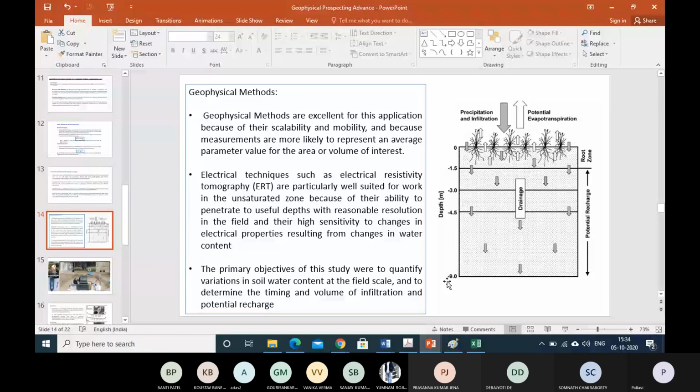We all know if the saturated zone is going to hit, the resistivity value should be 50 to 200 or maximum 300, within that. Okay, so we have an idea about the saturated zone as well, so we can easily identify where the water table is going to hit. Okay, so it is very, very useful for hydrogeological investigation, right?